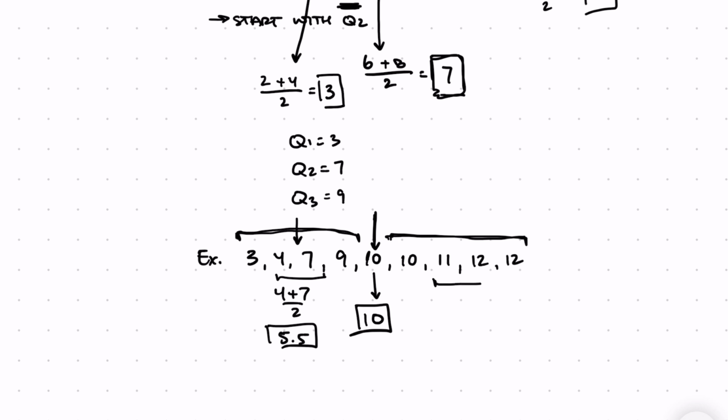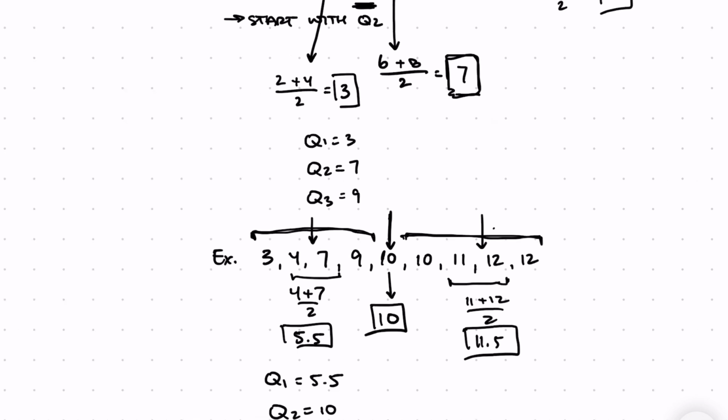And then for this one, same thing. It ends right in the middle there between 11 and 12. So then you're going to have to do 11 plus 12 divided by 2. And you are going to get 23. 23 divided by 2 is 11.5. And so then you're left with that number. So now you have your Q1 as 5.5, you have your Q2 as 10, and you have your Q3 as 11.5.